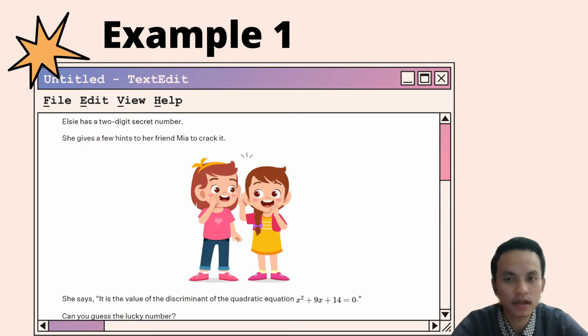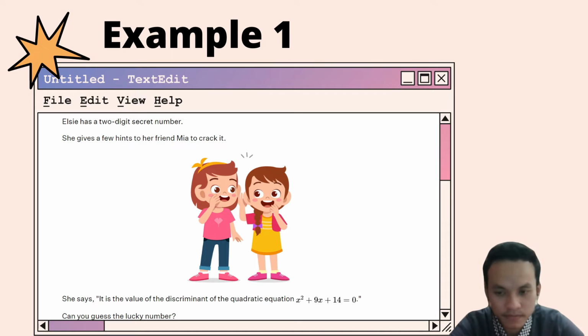So this is an example to find the types of the roots. The question states that LC has a 2-digit secret number. She gave a few hints to her friend Mia to crack it. She says it is the value of the discriminant of the quadratic equation x squared plus 9x plus 14 equal to 0. So can you guess the lucky number?